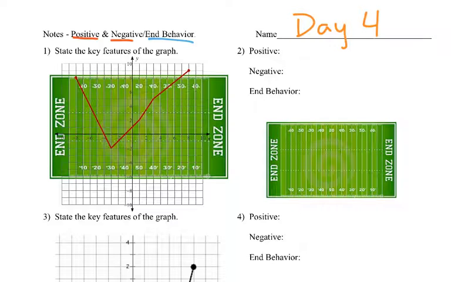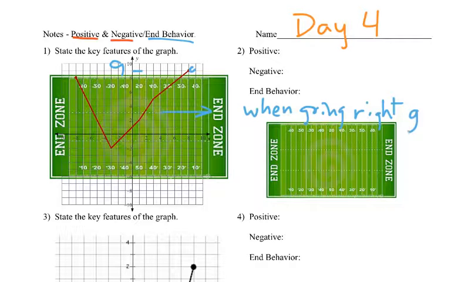Okay? So end behavior is pretty simple, not always simple to write, but simple to talk about. Basically, it's just what's happening as my graph goes to the right. Well, in cases where it stops, we look at what y value it is going to. Well, it's going to 9. Okay, so I would say when going right, graph goes to 9.